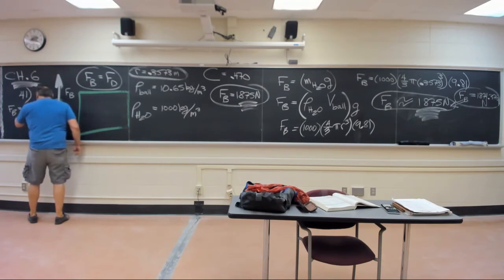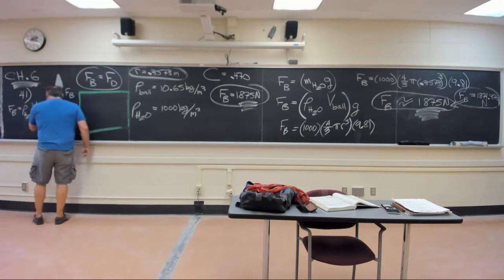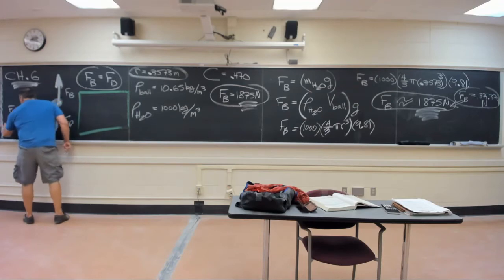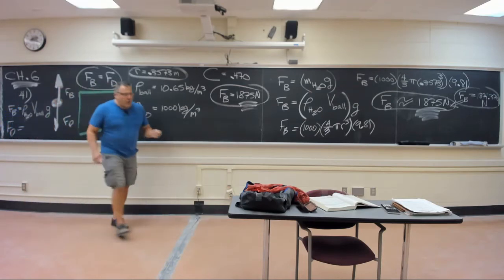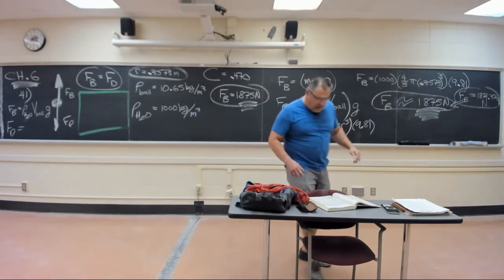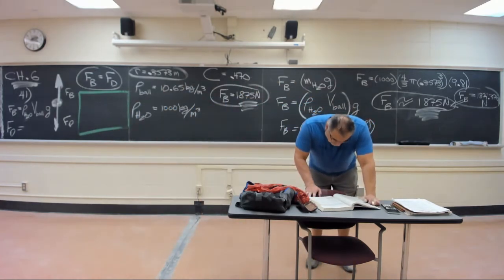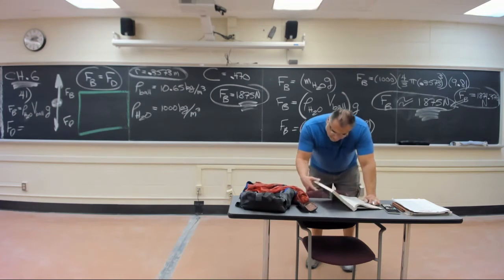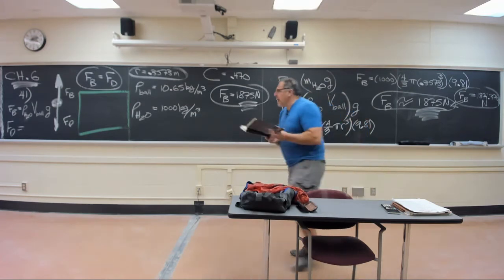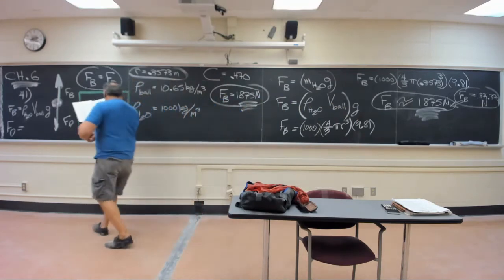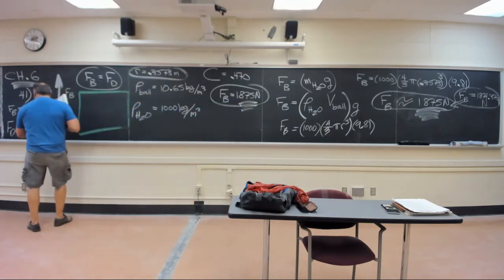Rho H2O, V ball, times G. That's FB. F drag, they've got a formula there they give us. We're going to go with it. I'm sure there's some pretty fascinating ways we could get derivations of it. They're not going down that road. Let's not go down that road right now. Let's just get a gut feeling for what's happening.